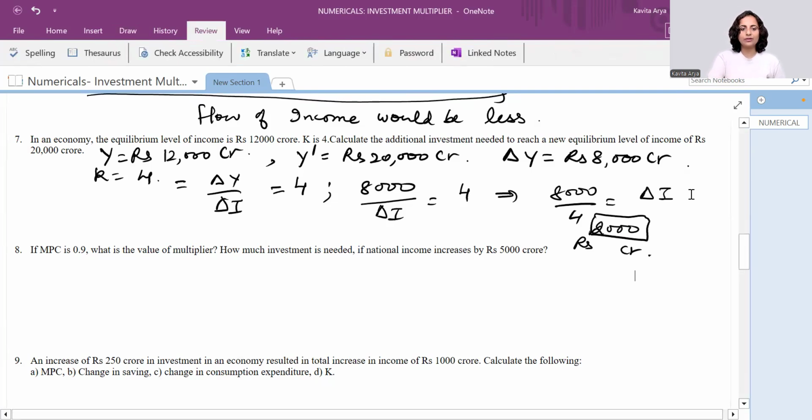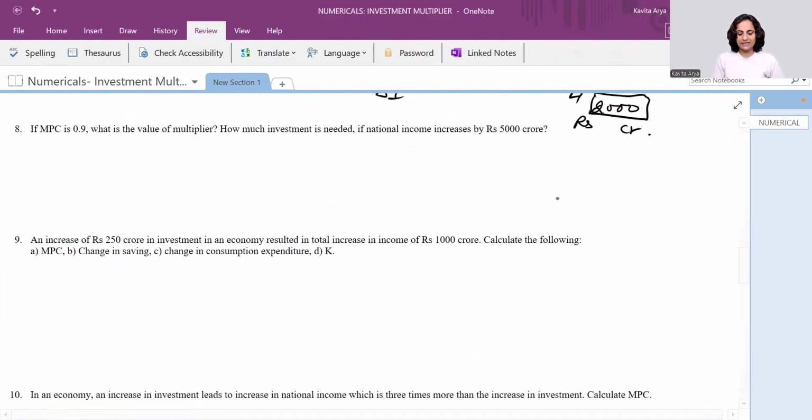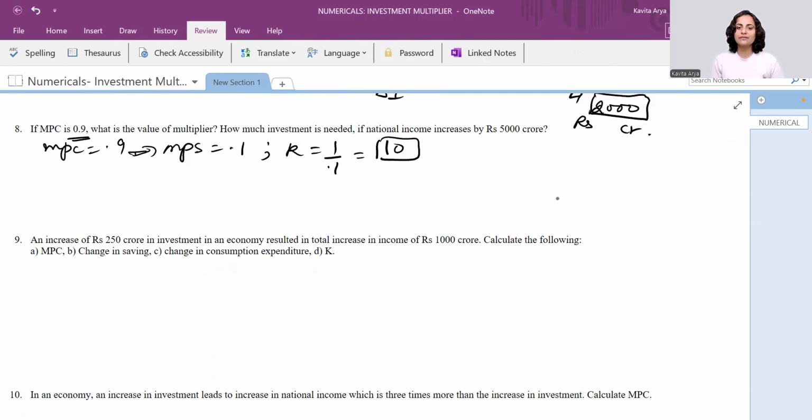Now moving ahead to the next question. The next question says, if MPC is 0.9, what's the value of K or multiplier? So MPC is 0.9. This gives me MPS, and MPS would be 0.1. And hence K would be equal to 1 by 0.1, that is 1 by MPS, and that gives me 10. The value of K is 10. How much investment is needed if the national income increases by 5,000 crore?